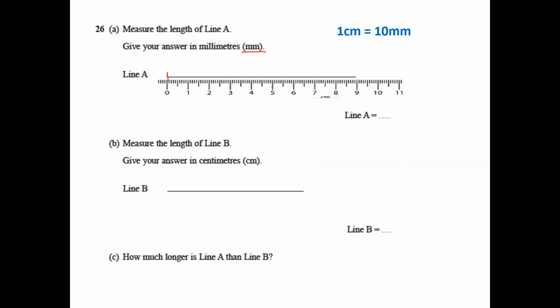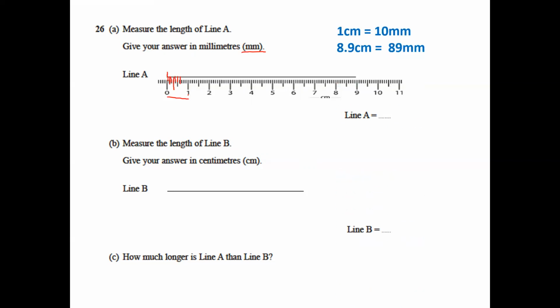And you have to present the answer in millimeters, not in centimeters. So you know 1 centimeter equals 10 millimeters. Can you see these tiny points? This is 1 millimeter. 1, 2, 3, 4, 5, 6, 7, 8, 9, 10. Like that, you can see 1 centimeter equals 10 millimeters.